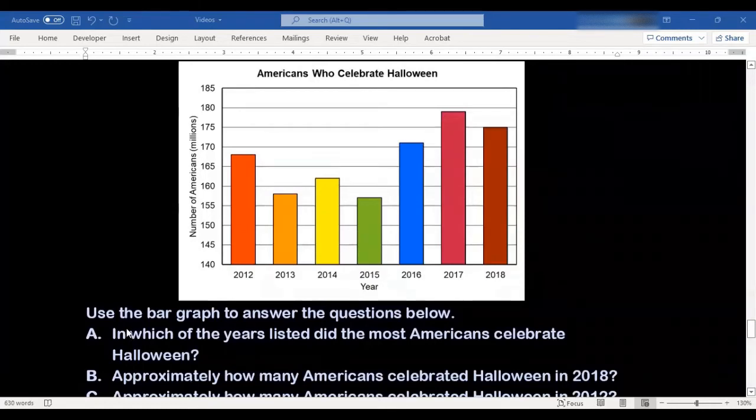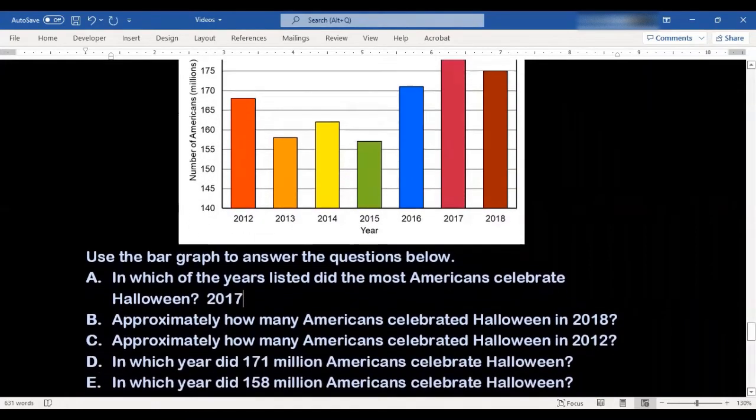Part A says, in which of the years listed did the most Americans celebrate Halloween? We actually already answered that one, because the most Americans is represented by the tallest bar. So here's our tallest bar. It's taller than all the others, and that is the year 2017. There's 2017.